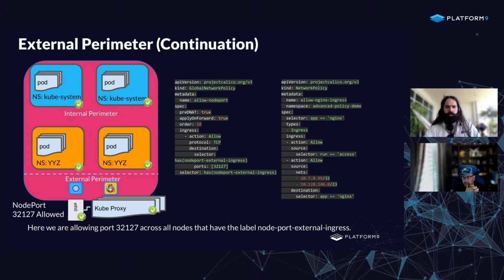Okay, so external perimeter, right? At this point, for example, one of the things that we just did is open communication for known sources that should be allowed. Now the next part that we are going to demonstrate here is, what happens if I want to open a node port? By default, node port is going to be closed.